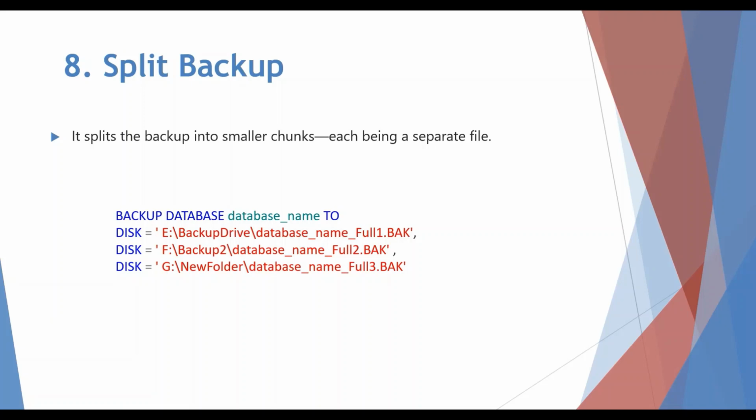Then you split your database backup into 3 different disks, like I have taken here the E drive, F drive and G drive. And remember, when you restore this split backup, you need to restore your full backup, split backup 1, 2, 3 one by one in sequential order.